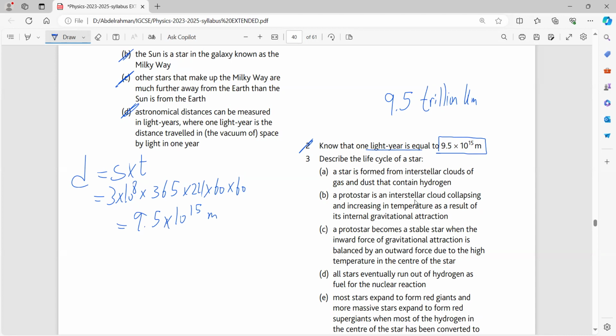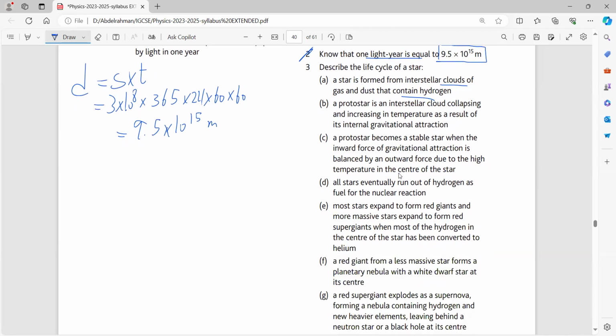Life cycle of the star. A star is formed from the interstellar clouds of gas and dust that contain hydrogen. Okay? Interstellar clouds. We kind of need to read this two, three, four times to memorize it if you don't already know it. If you already know it, that's great. If you don't, then please try to read it more than once to memorize it.